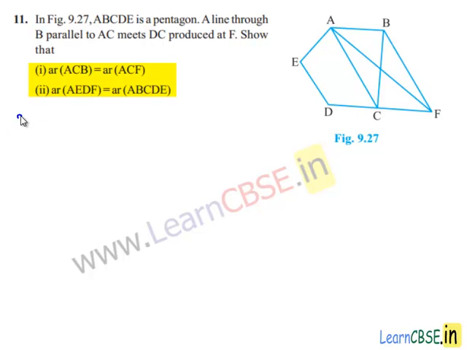Now moving on to the solution. Here he has given that ABCDE is a pentagon. A line through B is drawn parallel to AC and DC is produced at F. So the above information is as shown in the figure. Now from the figure, we can say that ACBF forms a parallelogram.